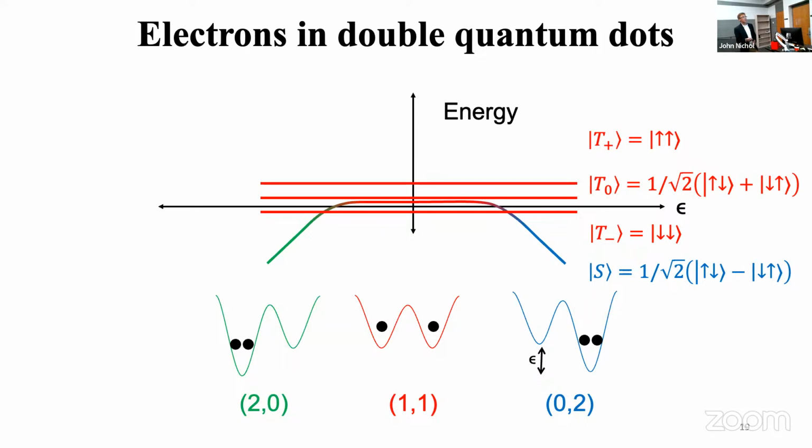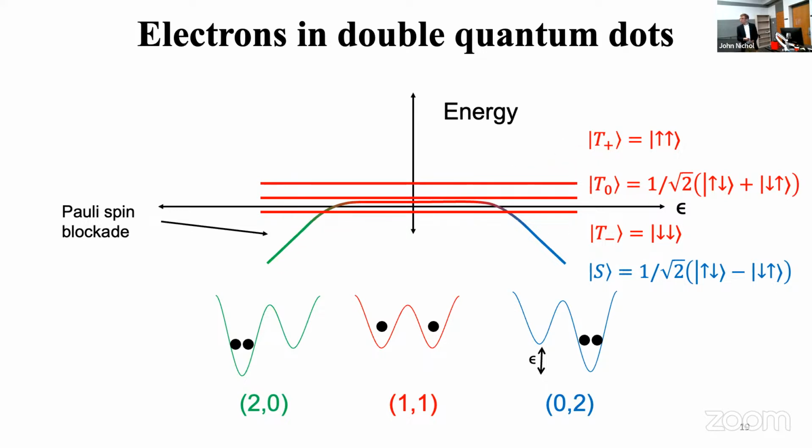And so what this means is that for modest values of this tilt of the double well potential here, this parameter epsilon, the three triplets stay blockaded, we say, in the 1-1 charge configuration. This is called the Pauli spin blockade. And this fact turns out to underlie almost everything that's interesting, which is quite a lot, about electrons in double quantum dots.